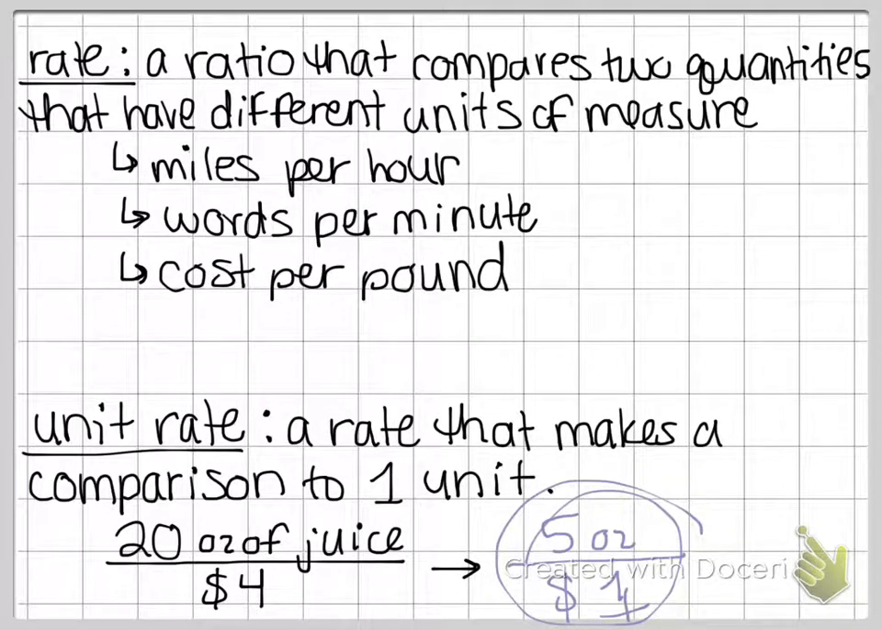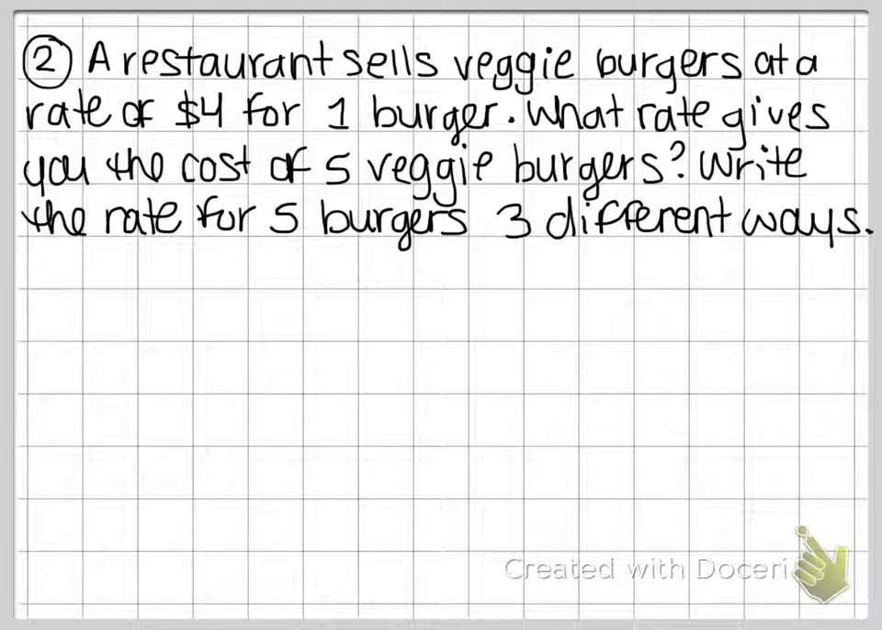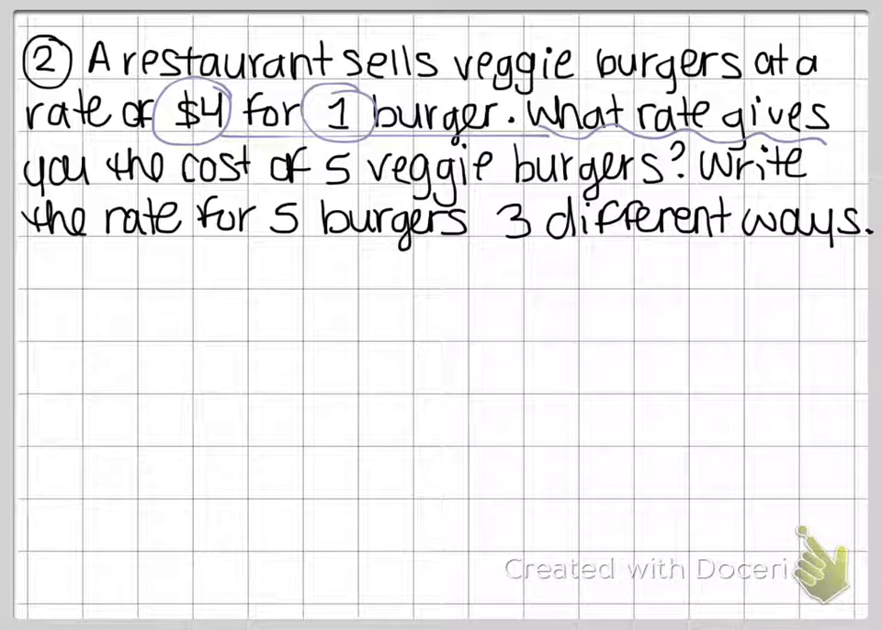So let's practice using that unit rate. A restaurant sells veggie burgers at a rate of $4 for one burger. What rate gives you the cost of 5 veggie burgers? Write the rate for 5 burgers 3 different ways. We have a rate of $4 for every 1 burger. To do this, we're going to make another table, starting off with our unit rate.